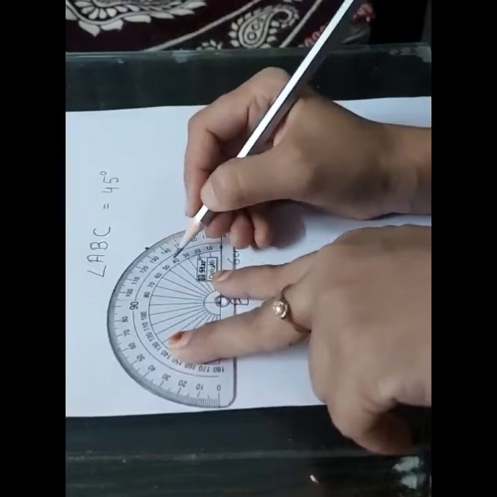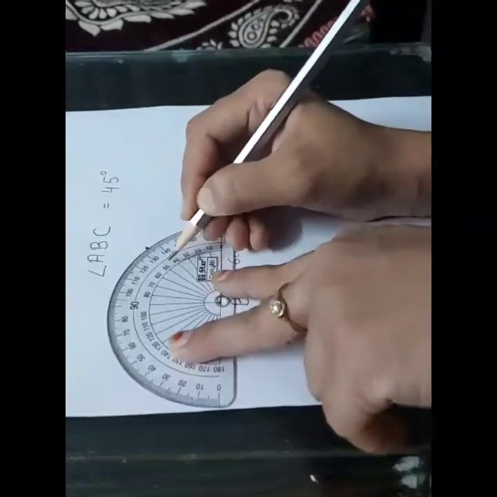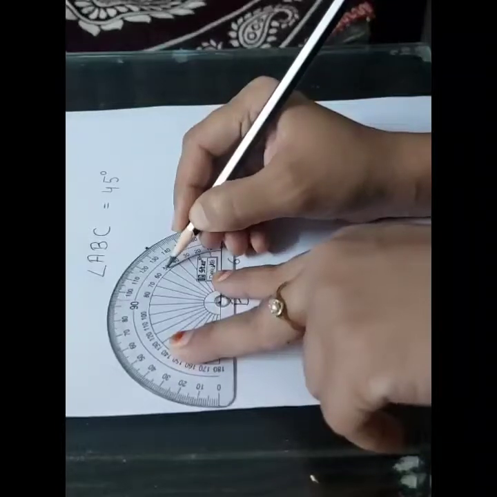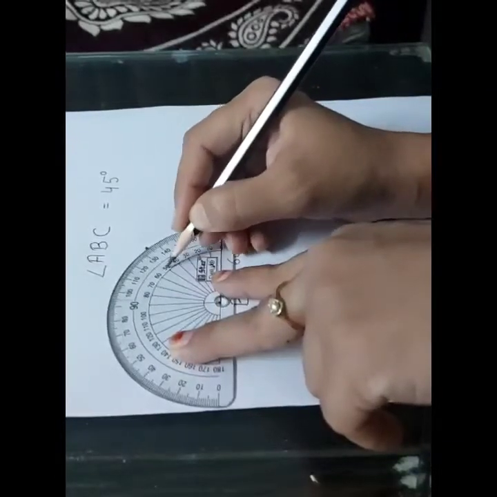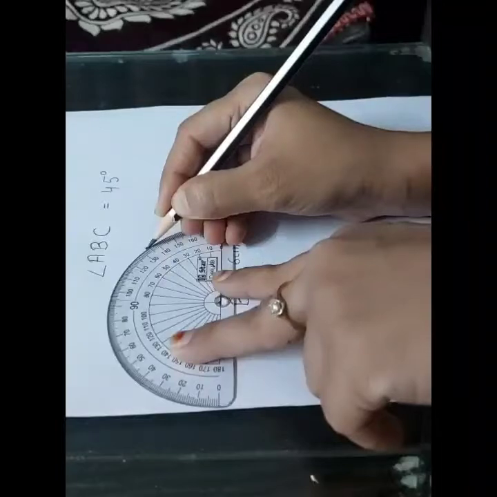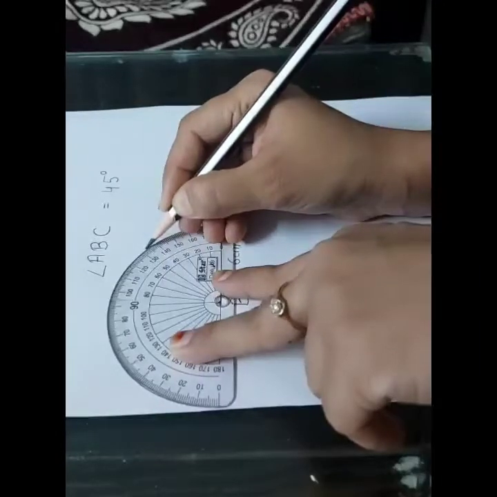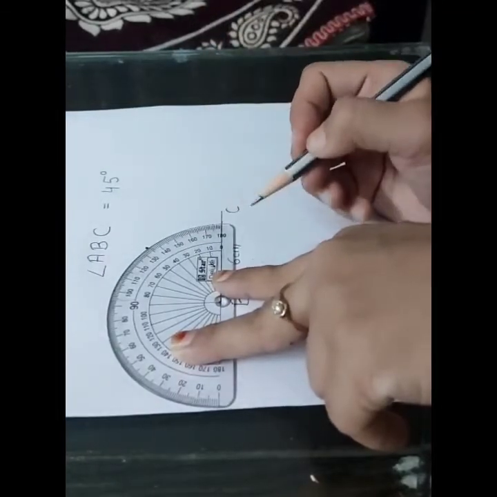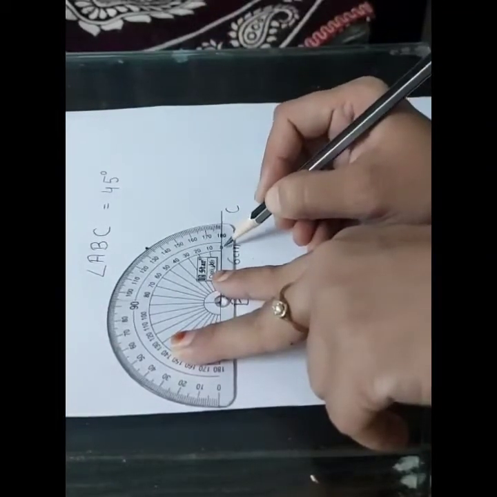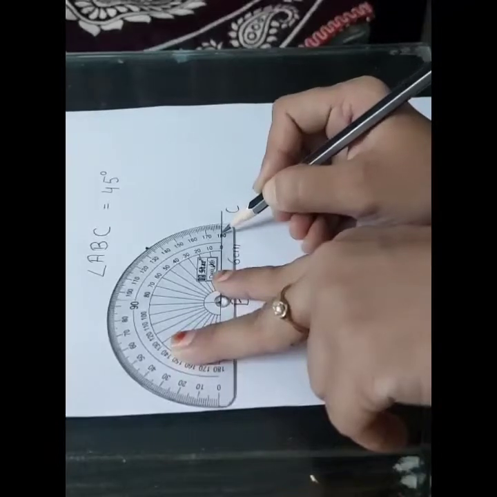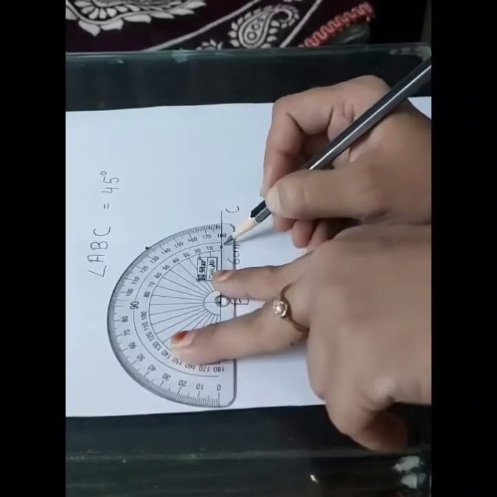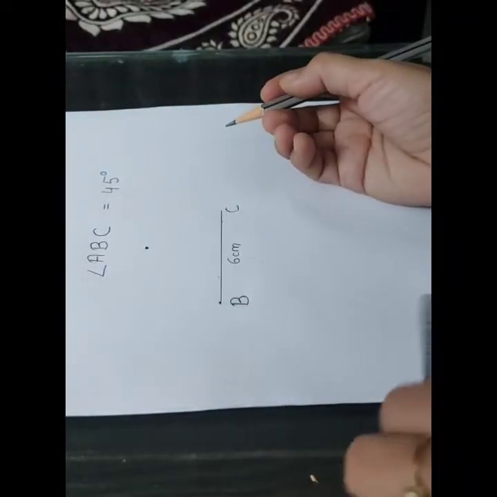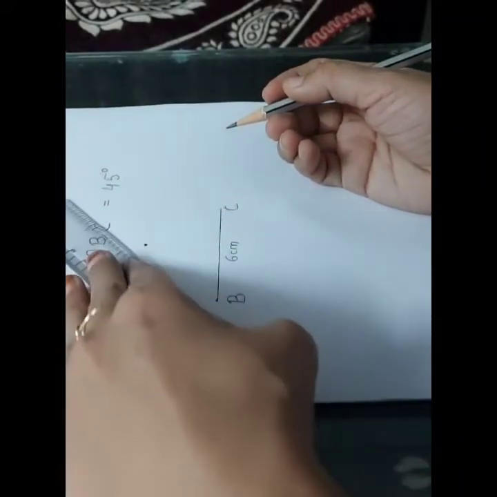So where is this point? This point is between 40 and 50. 45 degrees will lie between 40 degrees and 50 degrees. Clear? So this point is my 45 degrees. I have marked a point here, right? And we are looking at this lower scale, not the upper one. Why? Because the lower scale 0 is coinciding with this line, right? I will remove my protractor now. Now I'm going to join these two dots.